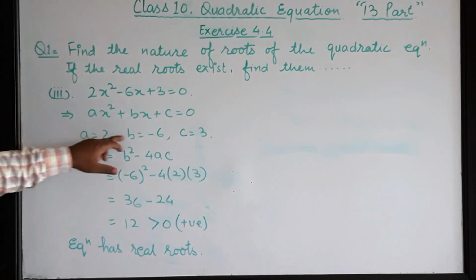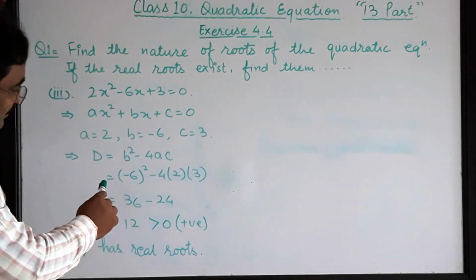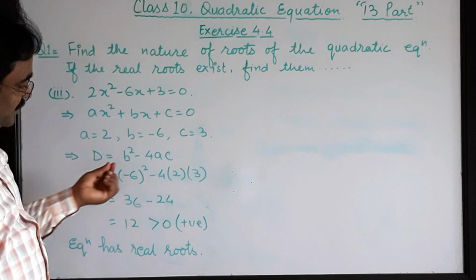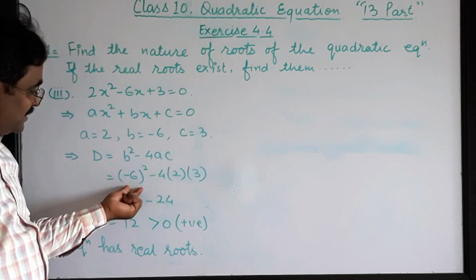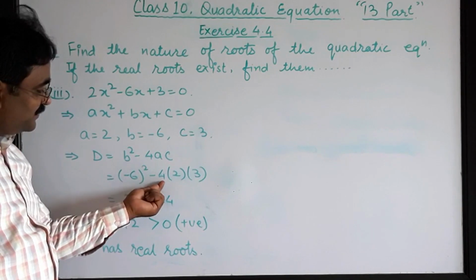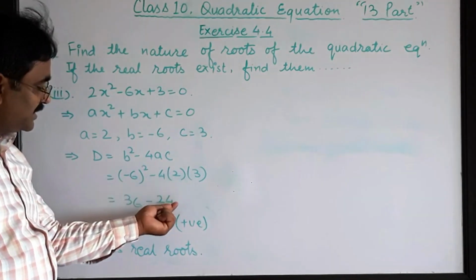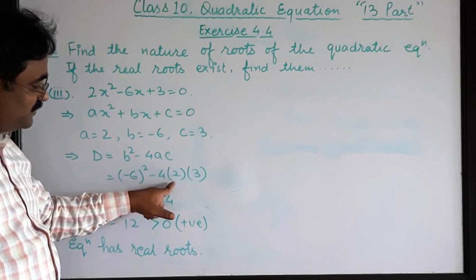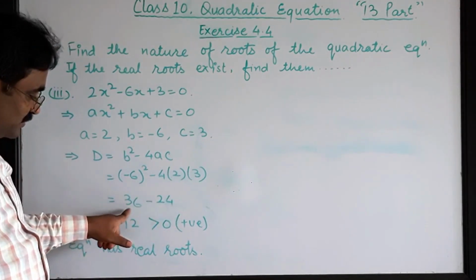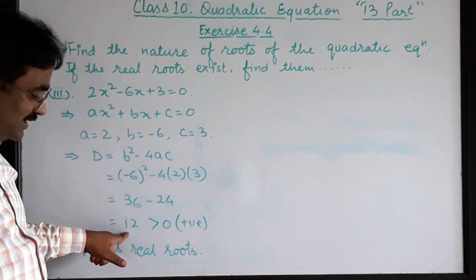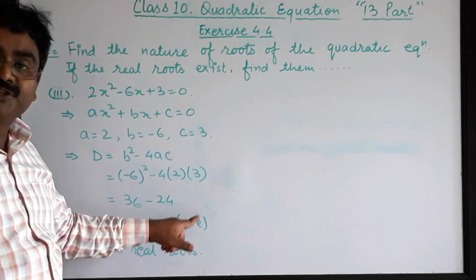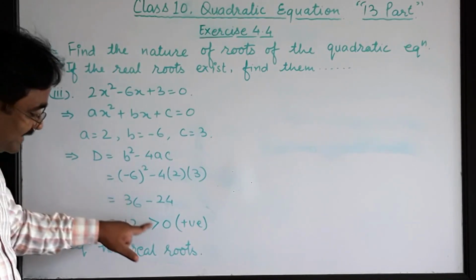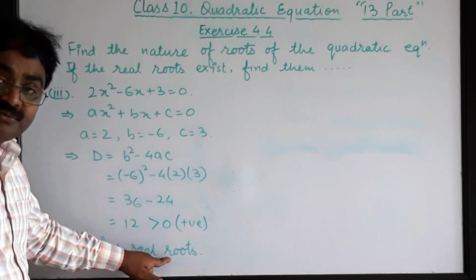After getting the values of a, b and c, we have to find out the value of the discriminant. D is equal to b square minus 4ac, so substitute the values of b, a and c. b is minus 6, square of minus 6, minus 4 into a which is 2, into c which is 3. So minus 6 square is plus, 6 sixes are 36, minus 4 into 2 is 8, 8 into 3 is 24. So 36 minus 24 is equal to 12, which is greater than 0, which means it is a positive value. As the value of the discriminant is positive, greater than 0, therefore the equation has real roots.